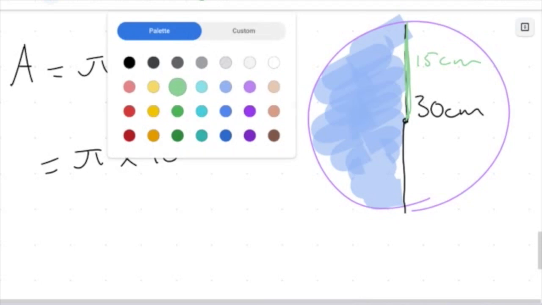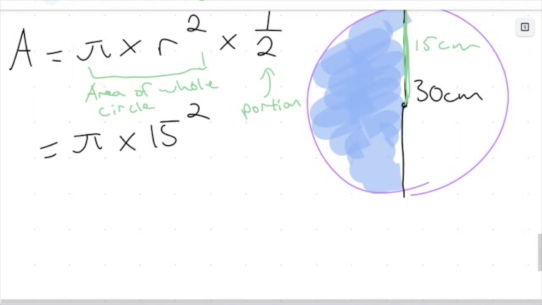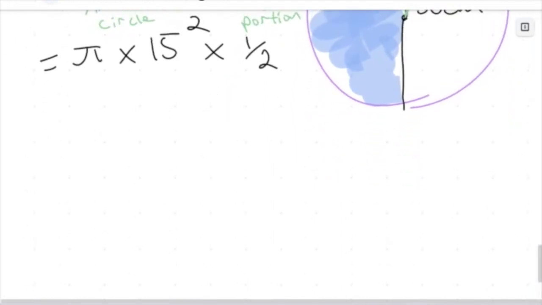Now let me just draw your attention to the two things I'm considering here that make up my equation. My thing here is the area of my whole circle, and my thing here is my portion. That's the portion of the circle I've cut out, like this blue shaded area on the circle on the right. That's the portion that I get. I get 1/2 of this. So doing this mathematically, that just means taking the actual area and then just halving it. So I'm going to do pi times my radius squared times 1/2.